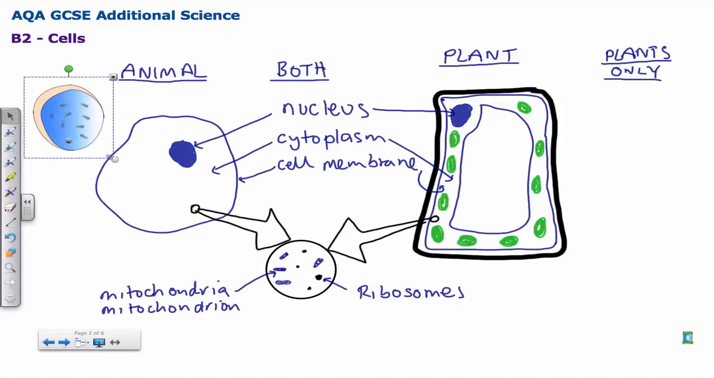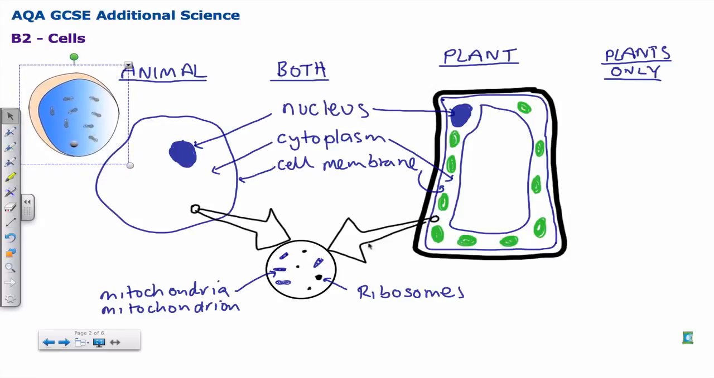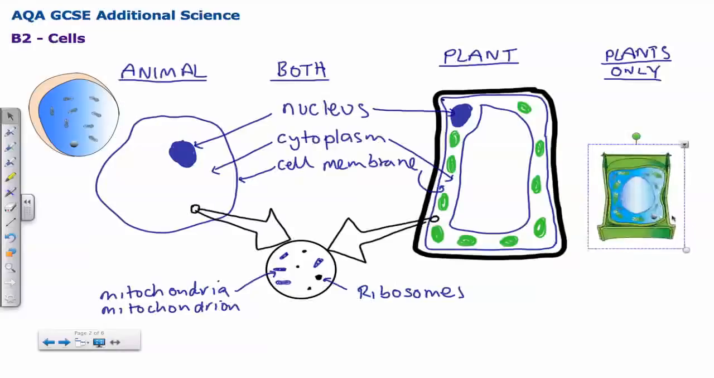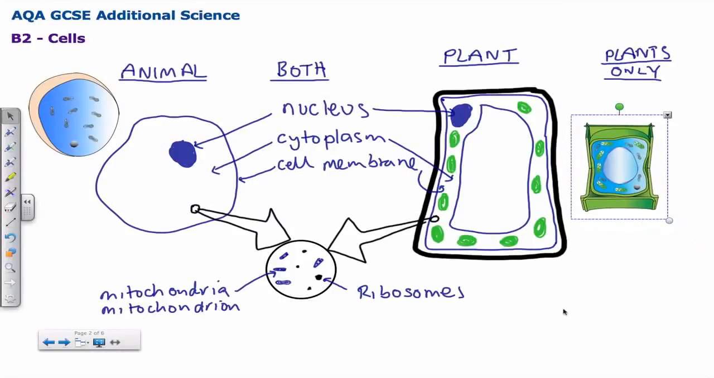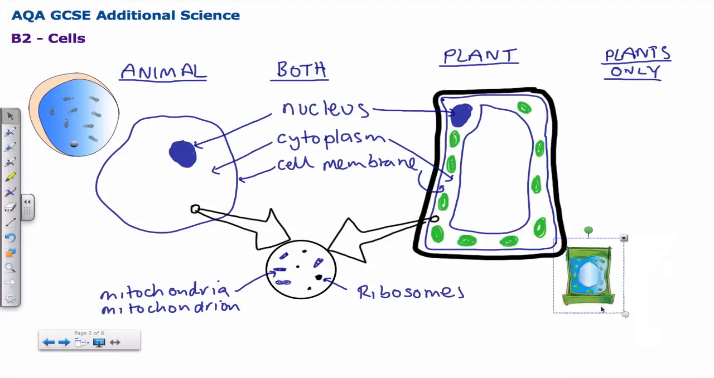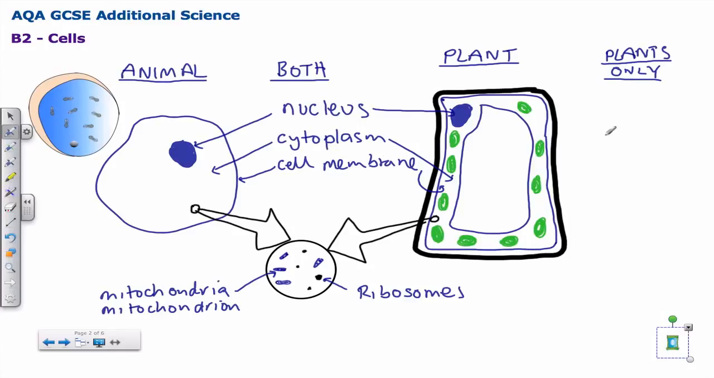Okay, now the next thing is that I've just got a couple of diagrams which I found. It's important that you are able to recognize these parts whether you have a diagram that looks like this, or a photograph. So we're going to come back to this in a sec, once we've discussed what's in plant cells only, and this is also quite straightforward.